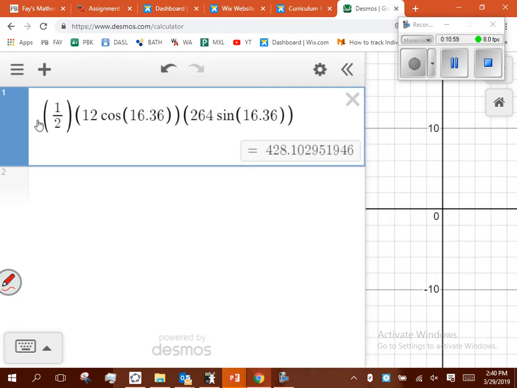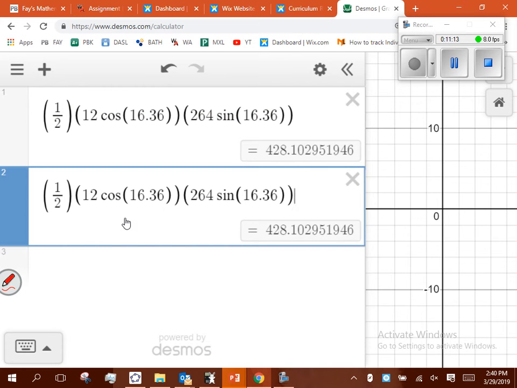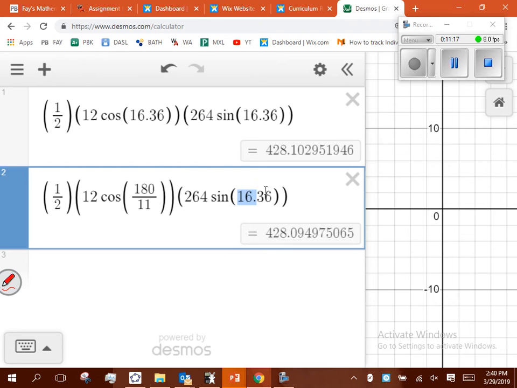Now 16.36, what did we do with that number? We rounded it. So that's not an accurate answer, right? Okay. If I were to take this and write it this way, 180 over 11, now I didn't round any of those numbers, right? So that is the exact answer out to that last two that you see up there. Okay? A better answer, right?